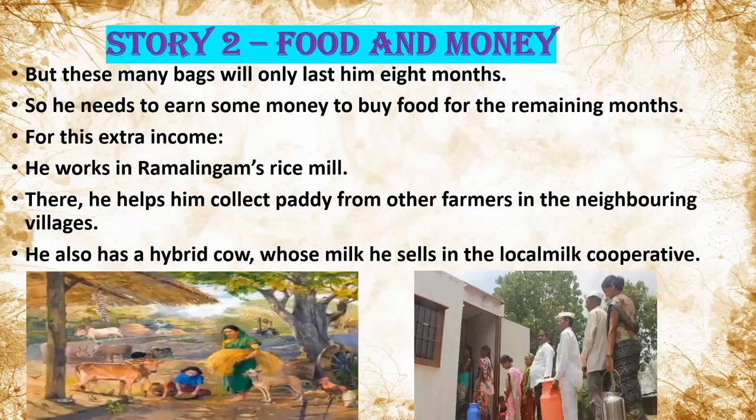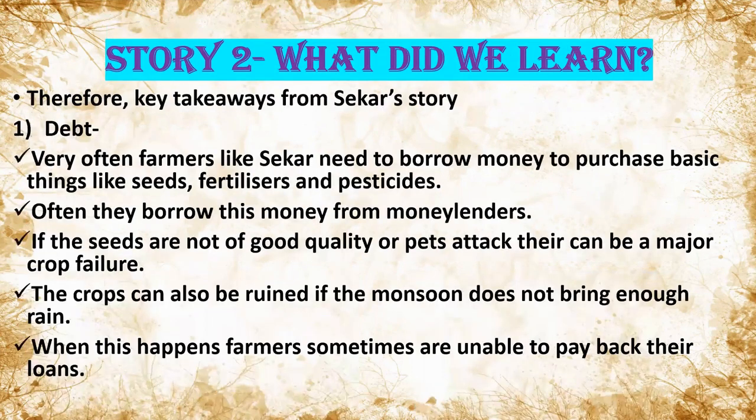But this rice lasts only for 8 months. So he needs to earn more money to buy food for the remaining months, right? So for extra income, class, what does he do? He works in Ramalingam's rice mill. He also has a cow whose milk he sells to the milk cooperative. And in this way, he earns some extra money. So class, what did we learn from this story?